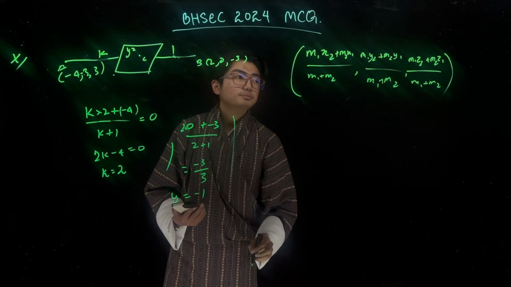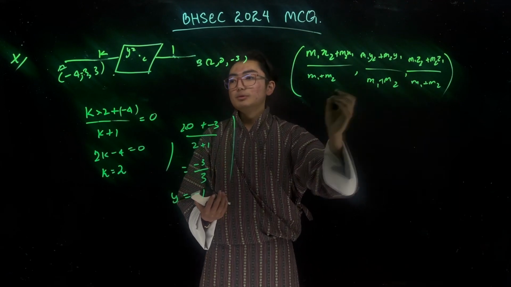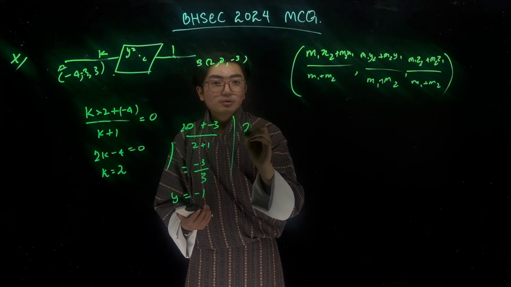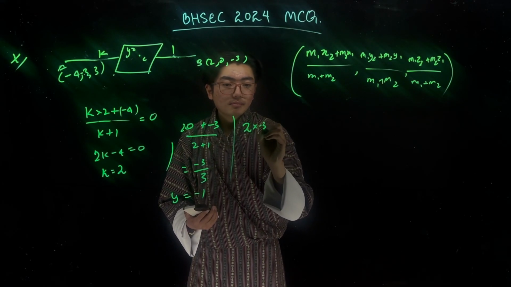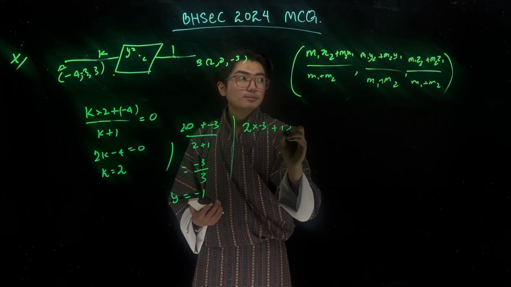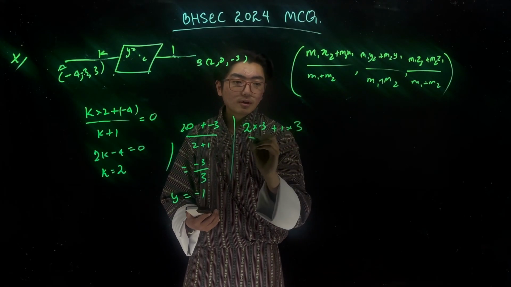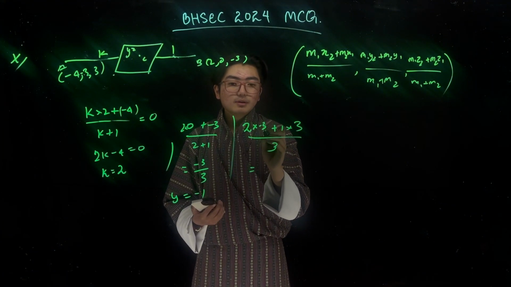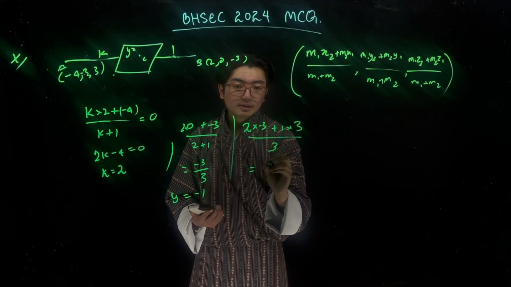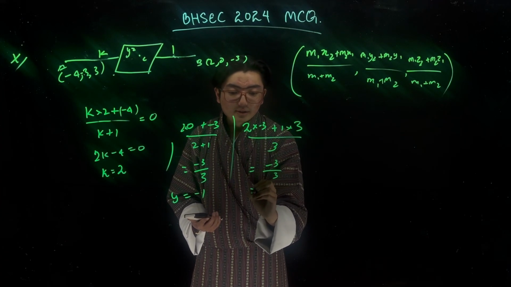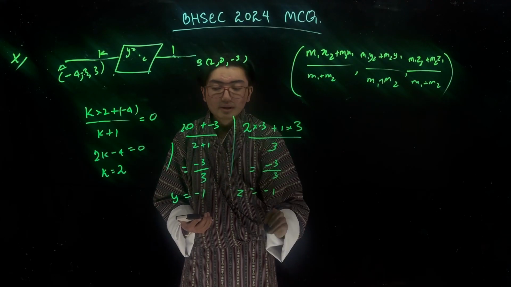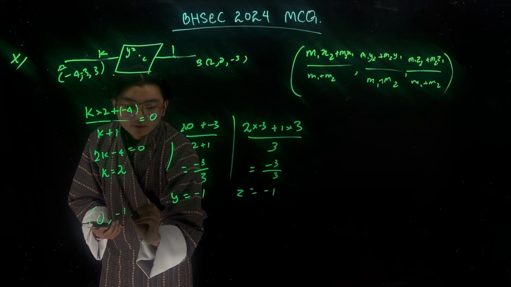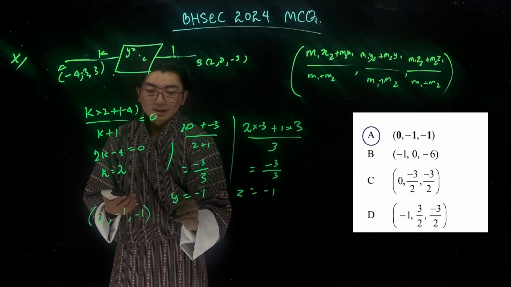Now for z, let's substitute k in this formula. So we have k, which is 2, times z2, which is -3, plus m2, again 1, times z1, which is 3, over 2 plus 1, 3. So we have -6 plus 3, which is -3 by 3, and the final answer is z is -1. So the coordinates of point C is 0, -1, -1, which is your option A.